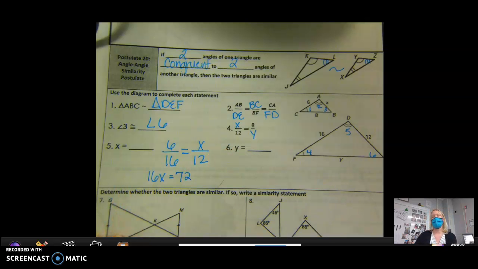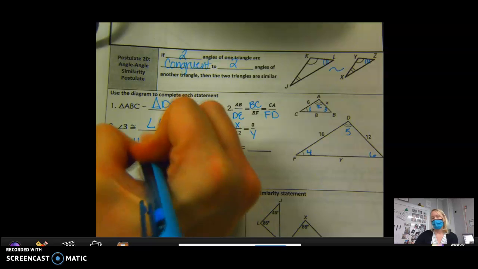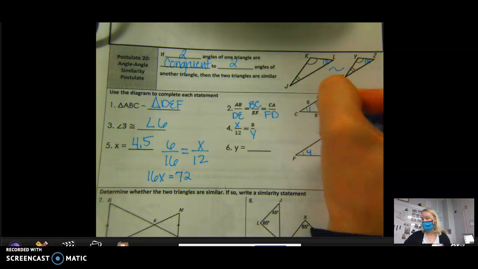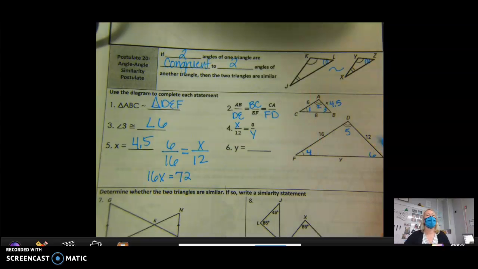Cross multiply, you get 16X equals 72, I believe. Divide by 16 and I get 4.5. Now, remember how we talked about on Thursday? You do not want to use this 4.5 over 12 to set up your next one. Remind me why we don't want to do that.